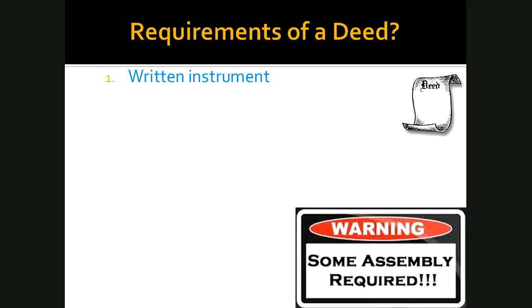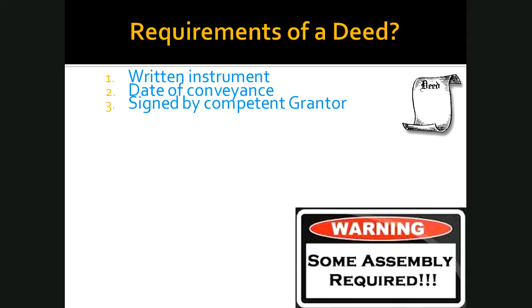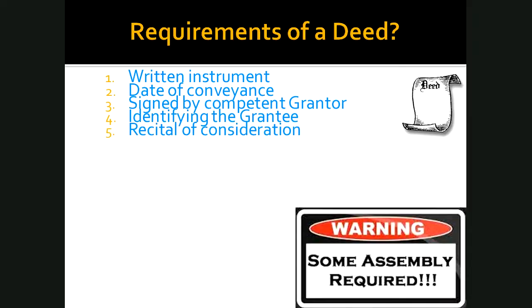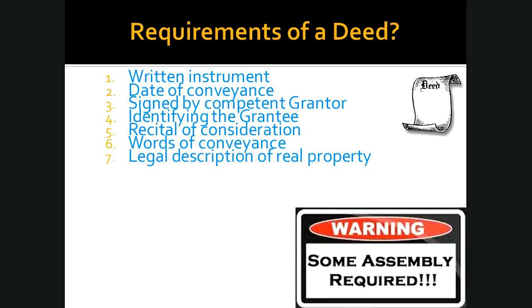Now there are several. First, you have to have a written instrument. It's important to have the date of the conveyance. You need it signed by a competent grantor. Identify the grantee. Recital of consideration. Words of conveyance. A legal description of the real property. Witnessed. Acknowledged. Delivery and acceptance.